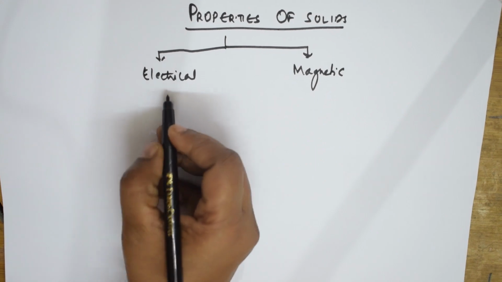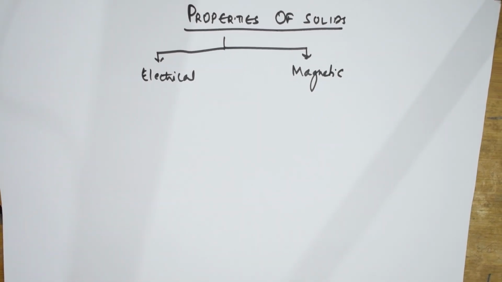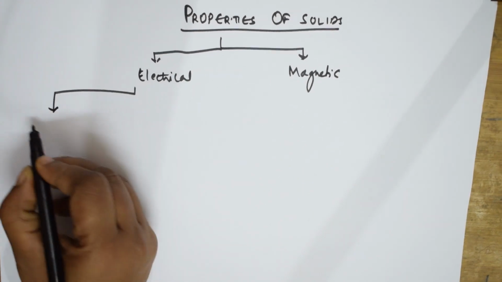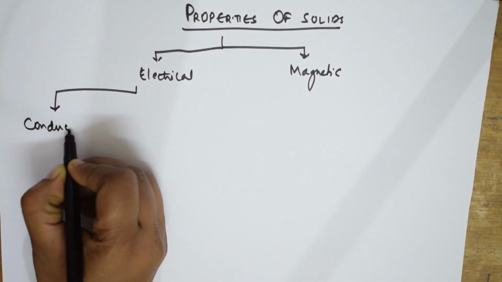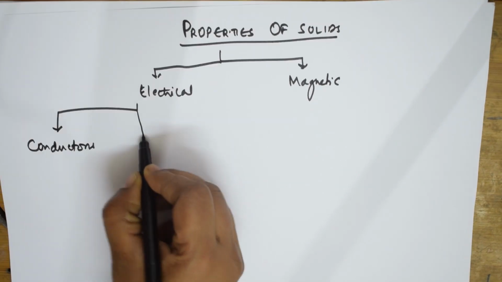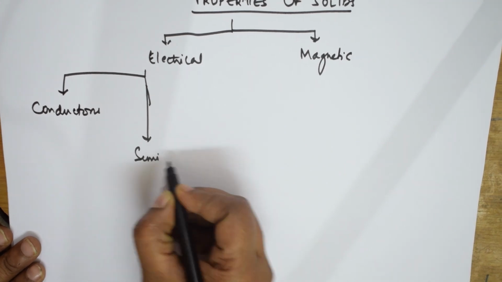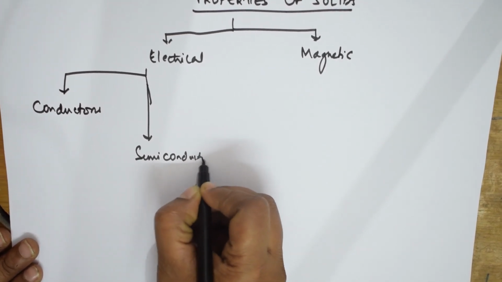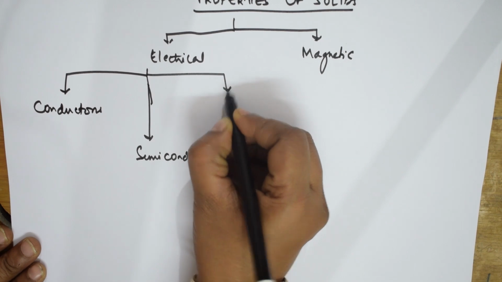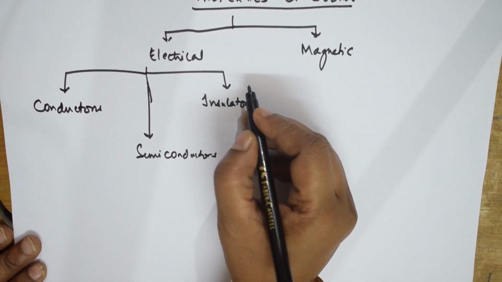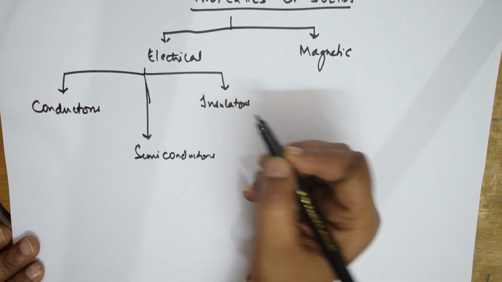Right? What are they? As I told you, conductance or conductivity is the main factor which we are taking into consideration, right? So based on the conductivity, they're classified first into conductors. They're classified into semiconductors. They're classified into insulators, and a property which I'm going to teach you is nothing but superconductivity.